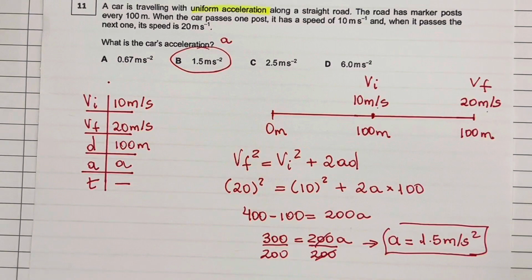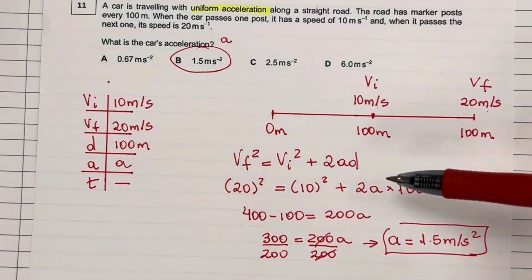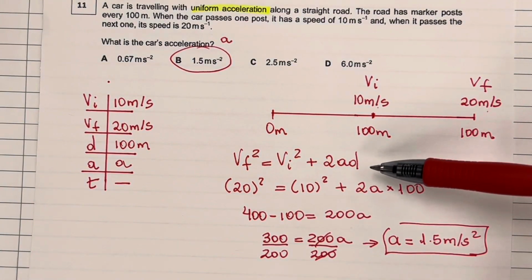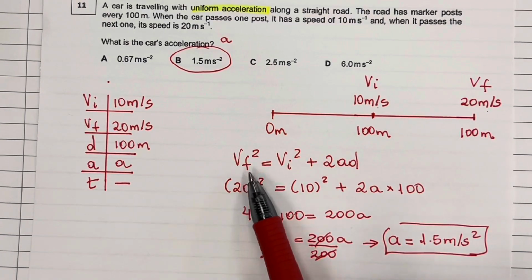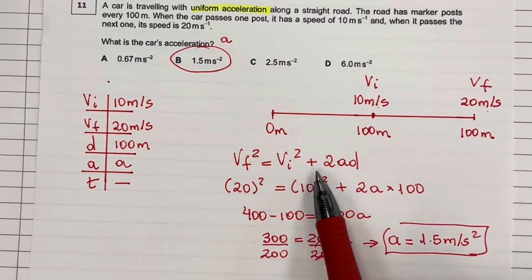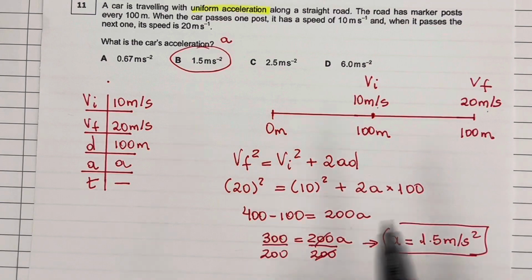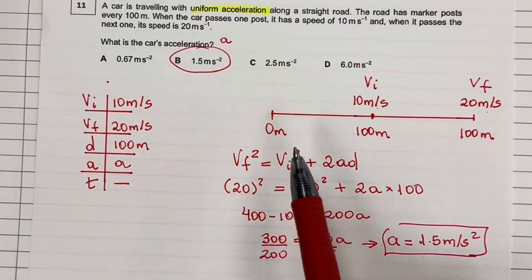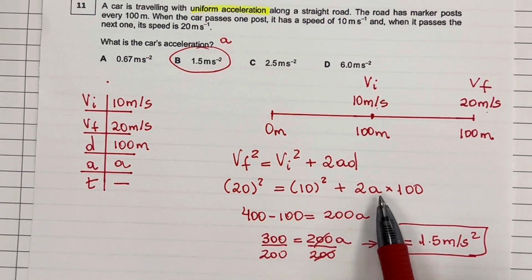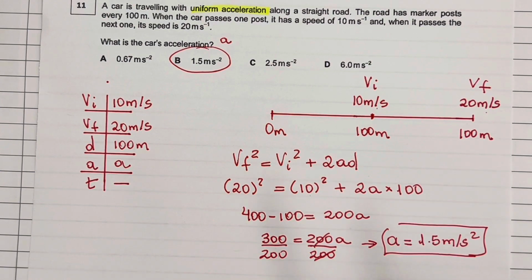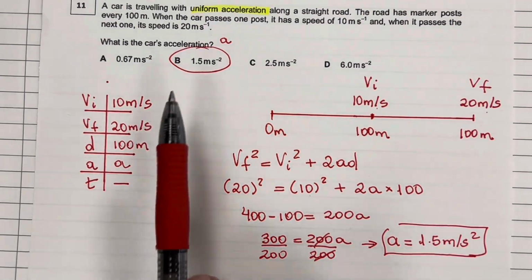The best option for the formula is equation number 3, because time is not involved. Vf squared is equal to Vi squared plus 2AD. I have everything: the final squared, initial squared, 2A, and the distance is 100. This acceleration is 1.5 meters per second squared, option B.